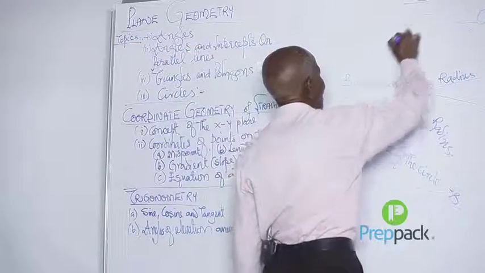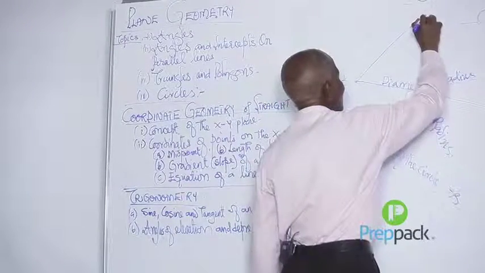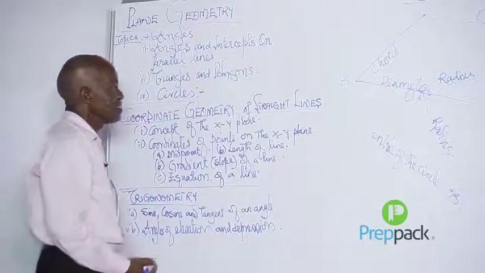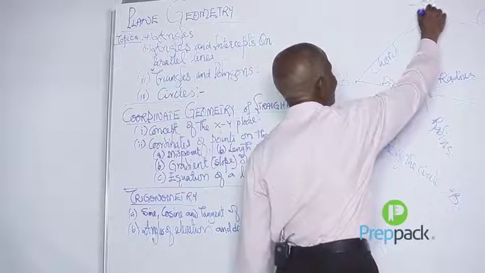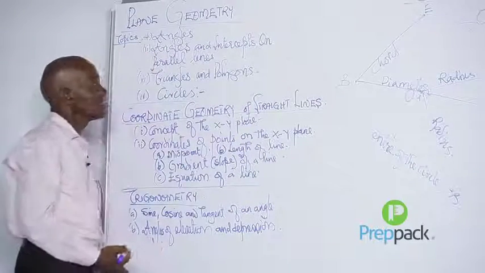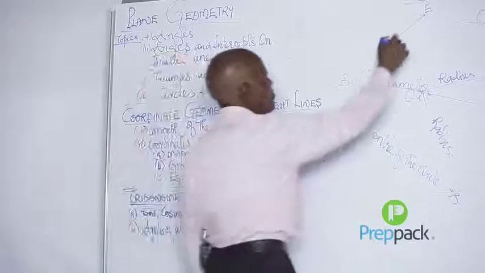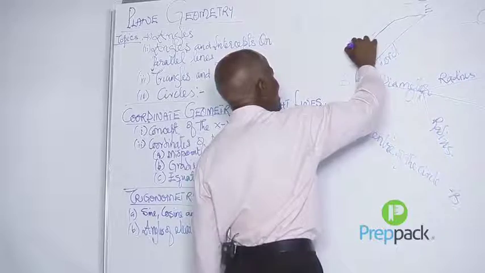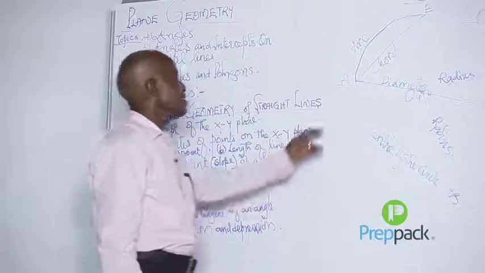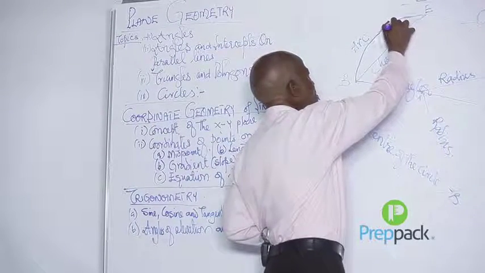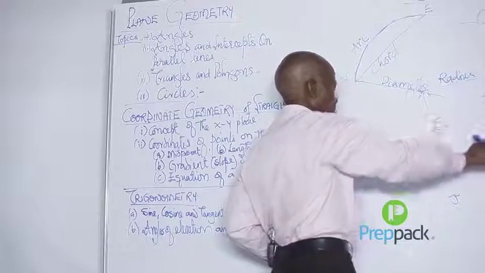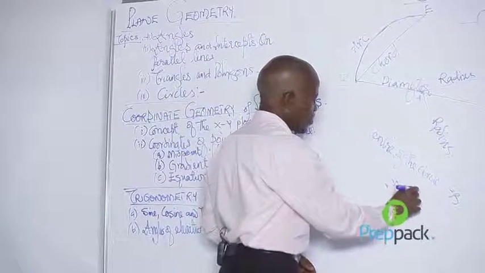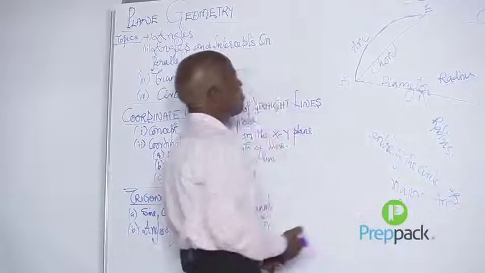Now, I can draw this. This is a chord. If this is D, no, E, line DE is a chord. And the path of the circle cut off by the chord is known as the arc. This could be referred to as a minor arc, while the whole of this is referred to as the major arc.